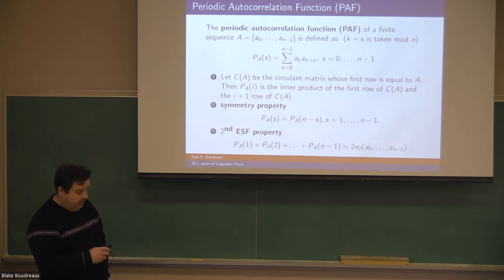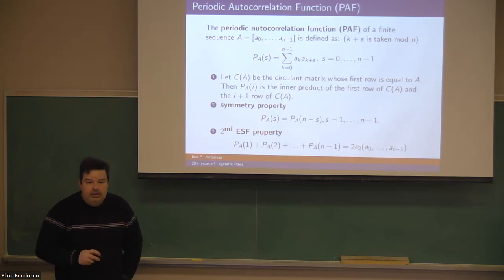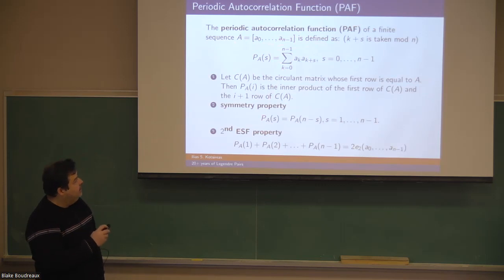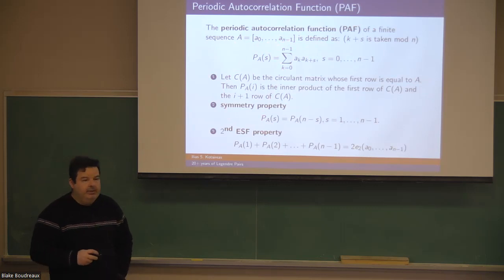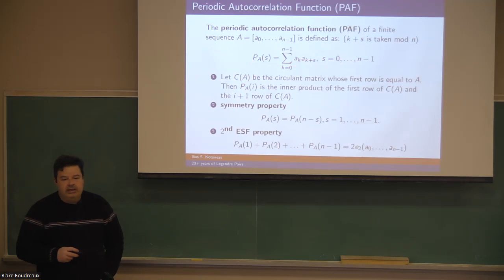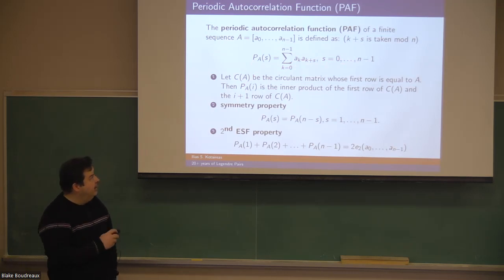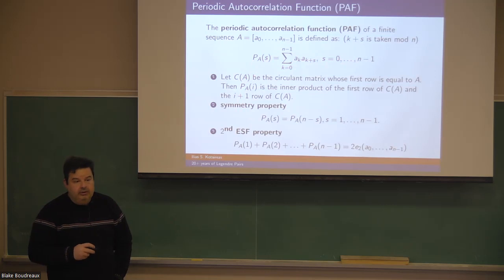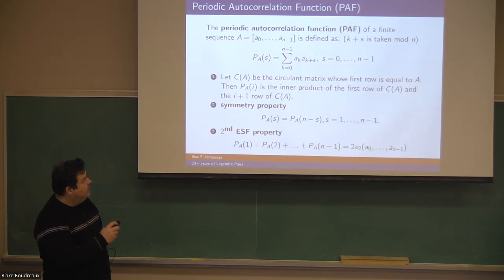The first one is the periodic autocorrelation function, abbreviated as PAF. We start with a discrete sequence of finite length n, and we define the PAF coefficients by this formula, which essentially says that you take your sequence, you shift it in a cyclic manner by s, and then you take the inner product of the original sequence and the shifted sequence, and this is the value. This is a number called the PAF at s.